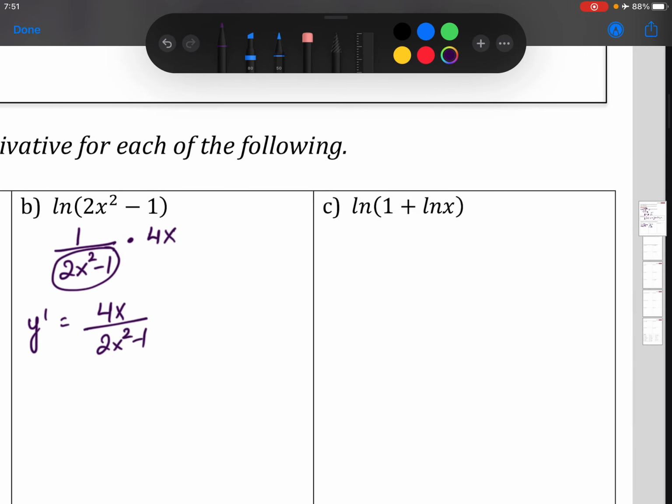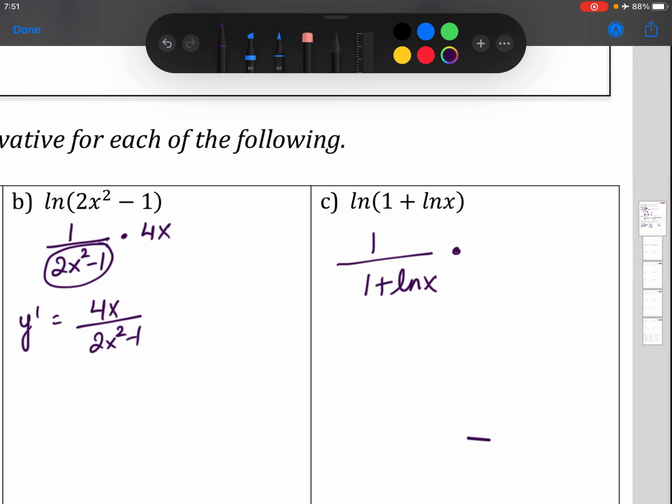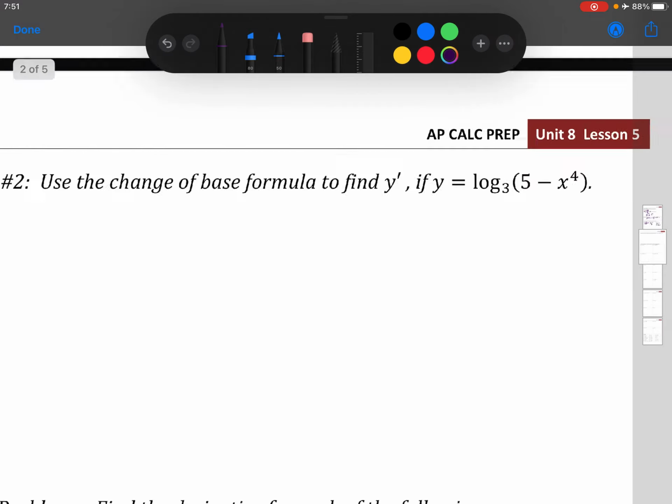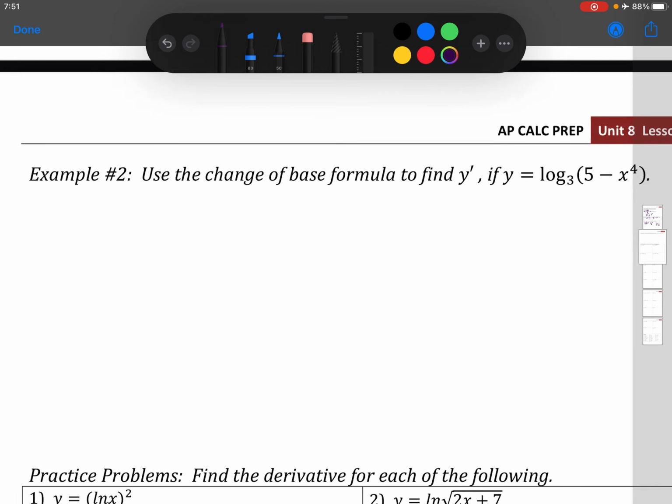The next one, the derivative of ln is 1 over 1 plus ln of x times the derivative of the inside. The derivative of 1 is 0 and the derivative of ln of x will be 1 over x. So if I just want to clean it up, it'll be 1 over x times 1 plus ln of x. Pretty straightforward. And then apply the chain rule for the inside function. That's what it is.